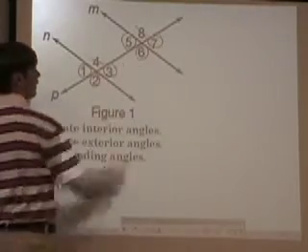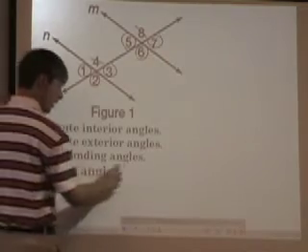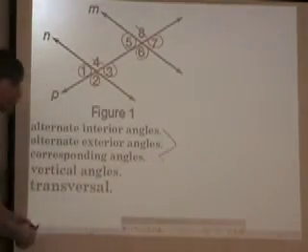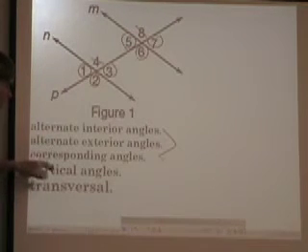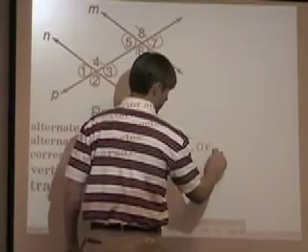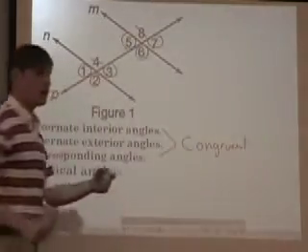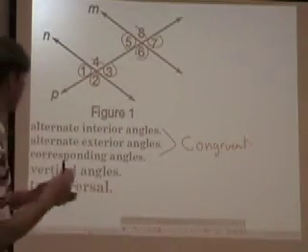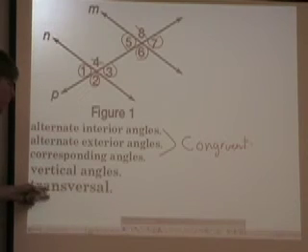Now remember, corresponding angles are congruent as well. So, to review, alternate interior angles, alternate exterior angles, and corresponding angles are all congruent. So just now you learned the definition of congruent, which means it's equal. You learned what alternate interior, alternate exterior, corresponding, vertical, and the transversal is.